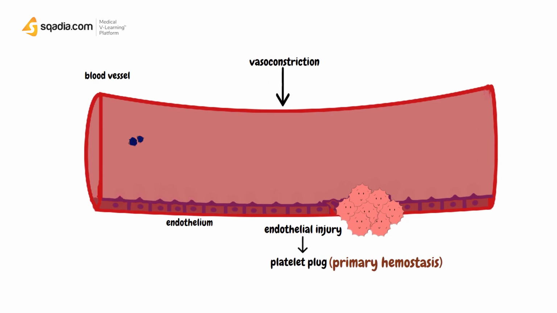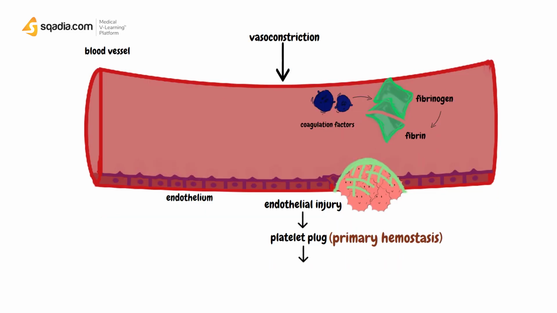After that, coagulation factors are activated. These coagulation factors are normally circulating in blood but in an inactive form. Then, there is activation of fibrinogen to fibrin, which deposits on the platelet plug, forming a hard plug, and this process is known as secondary hemostasis.